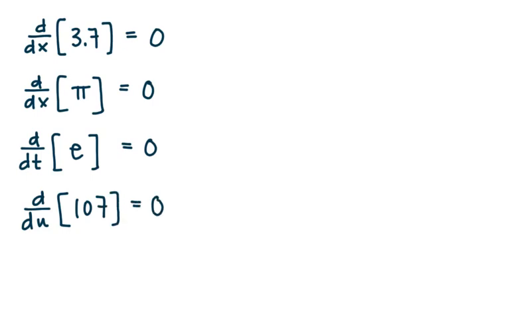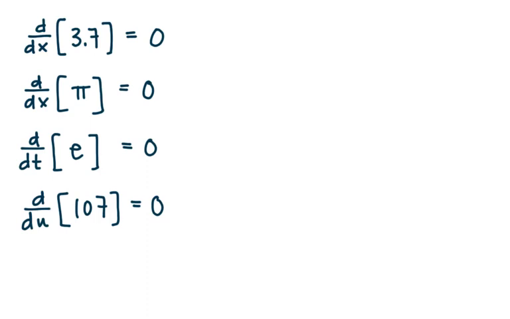Again, in all of these situations, we're taking the derivative of something that is a constant, and the derivative of a constant is equal to 0. So the derivative of a constant is 0. Remember, derivative means rate of change. A constant function is a horizontal line. Horizontal lines have a slope, or rate of change, of 0.